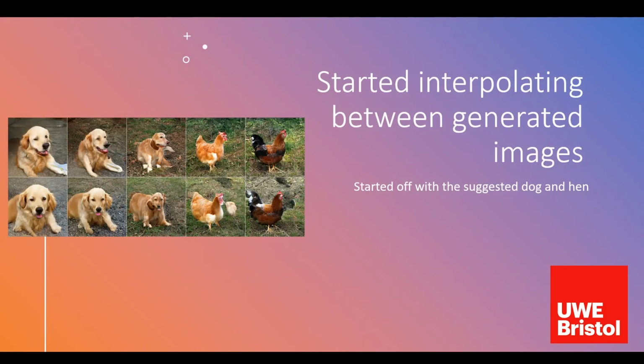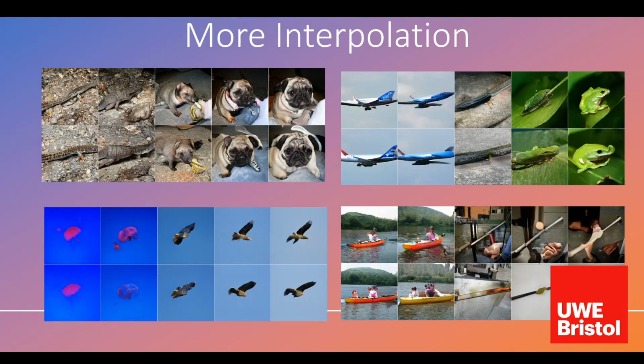And then also I'm using some interpolating, or however you pronounce it, to go from one generated image to another. So we've got dog to a hen. And here's some other ones.